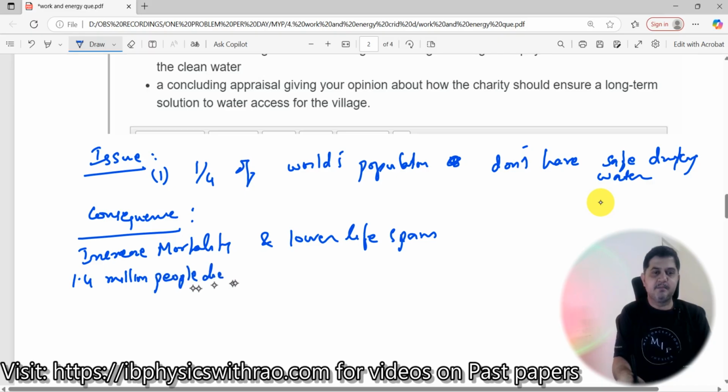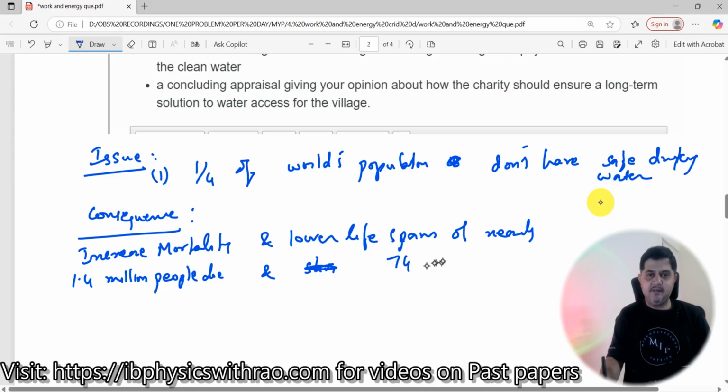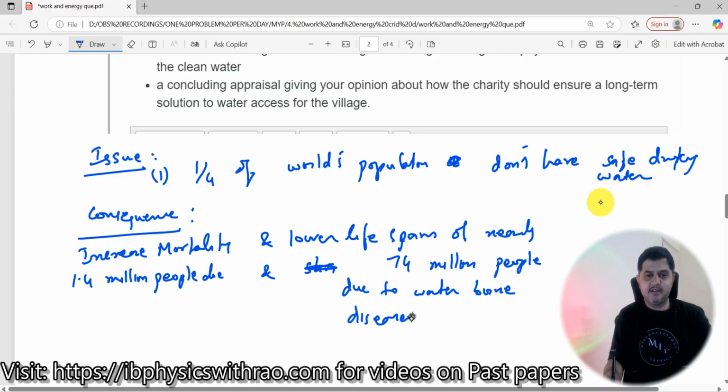Right? Because of this, and instead of writing like this, you can say, and what is that? You can write shortens or lowers lifespans of nearly 74 billion people. Okay. And why does it happen? You mentioned this also. Waterborne diseases, due to waterborne diseases, and poor sanitation. Sanitation.